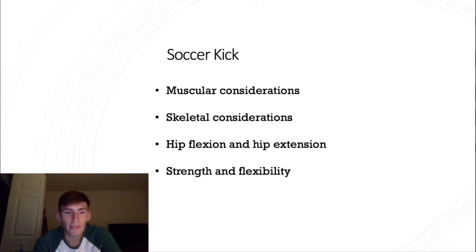Some skeletal considerations. Your femur and your pelvic girdle form a ball and socket joint, and the femur and the tibia form a hinge joint. And those aid in your ability to kick a soccer ball.